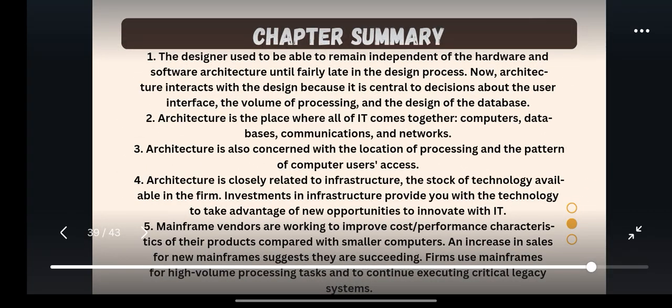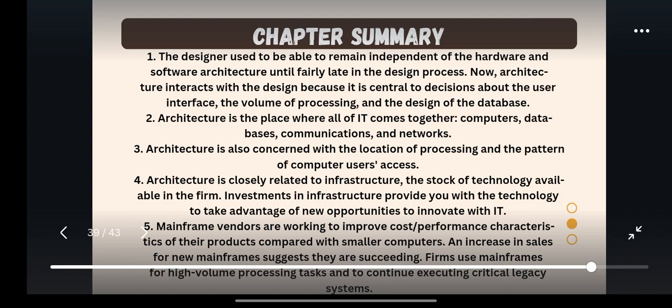So okay, here's the chapter summary of this topic. First, the designer used to be able to remain independent of the hardware and software architecture until fairly late in the design process. Now architecture interacts with the design because it is central to decisions about the user interface, the volume of processing, and the design of the database.